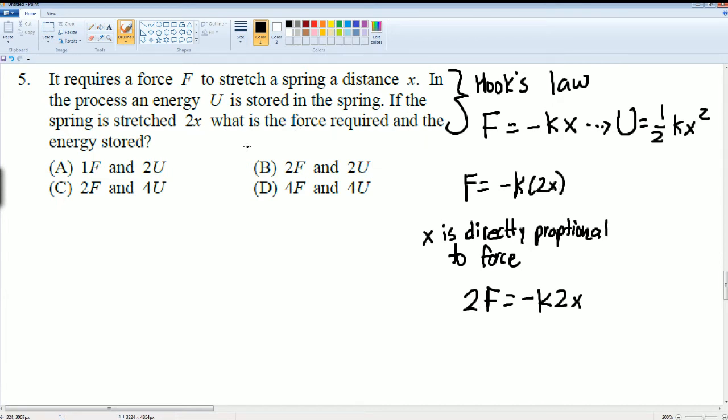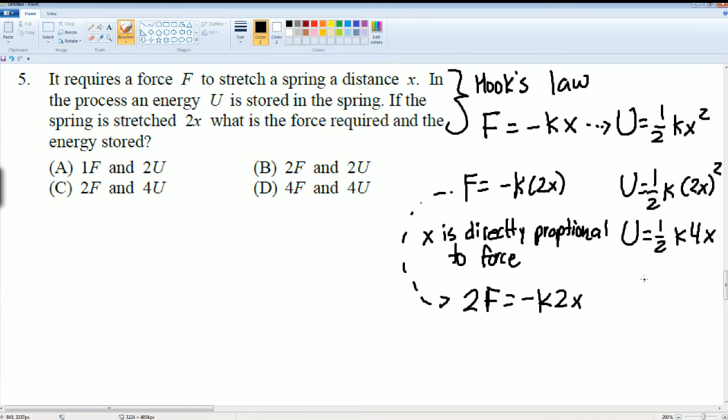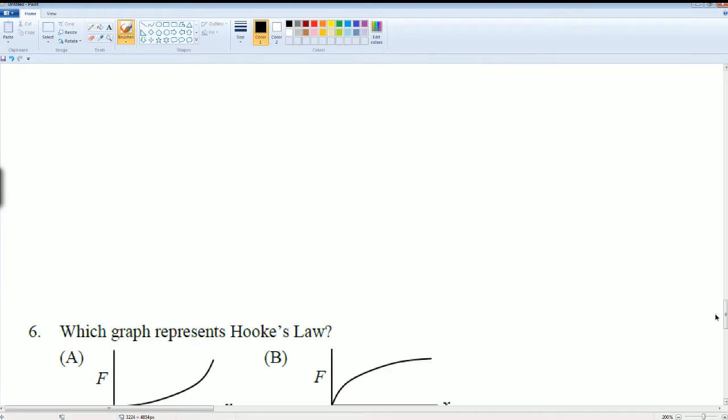What is the force required and the energy stored? So if this becomes 2x, because x is directly proportional to force, what about U? If we put the x as 2x, remember there's a squared term here. So watch what happens. 1/2 k, 2 squared is 4, and this is an x squared. To balance this, what happens here? There's a 4 here, so this also has to be 4 to balance it out.